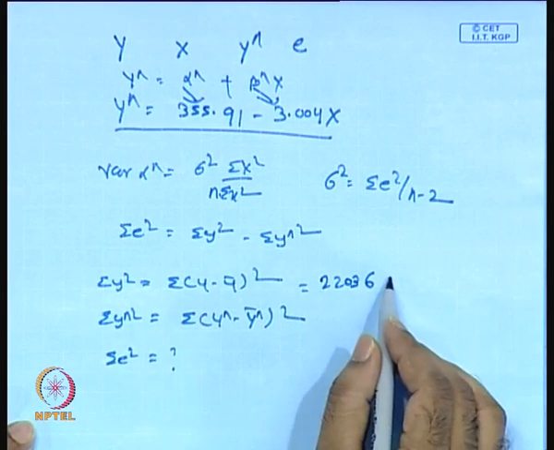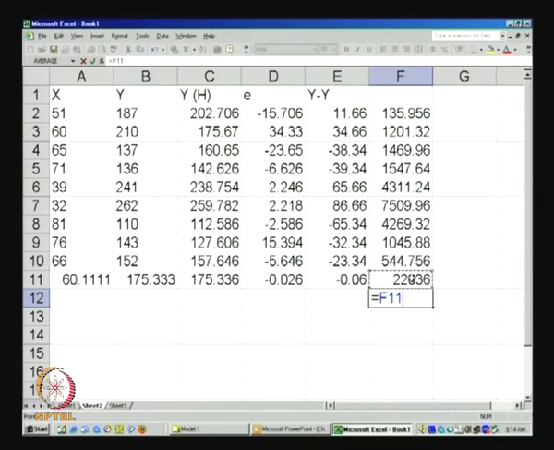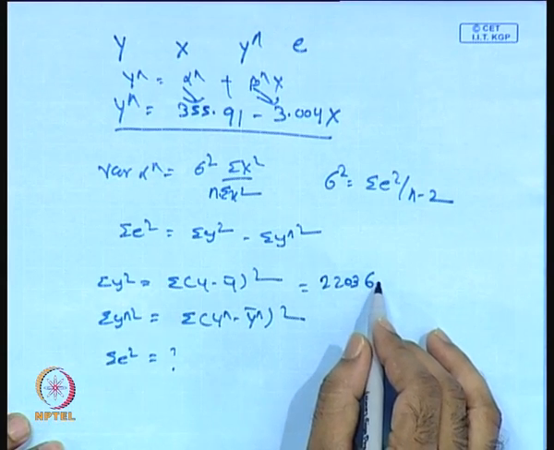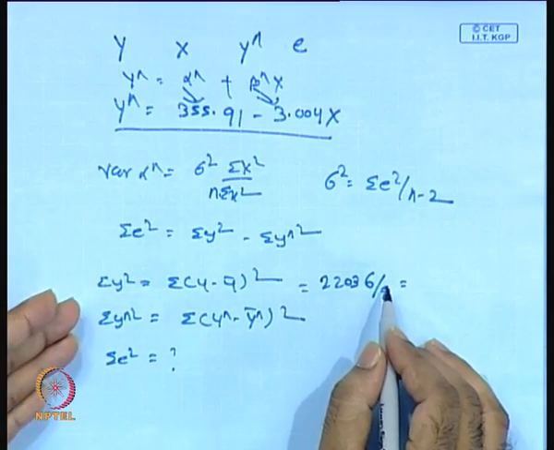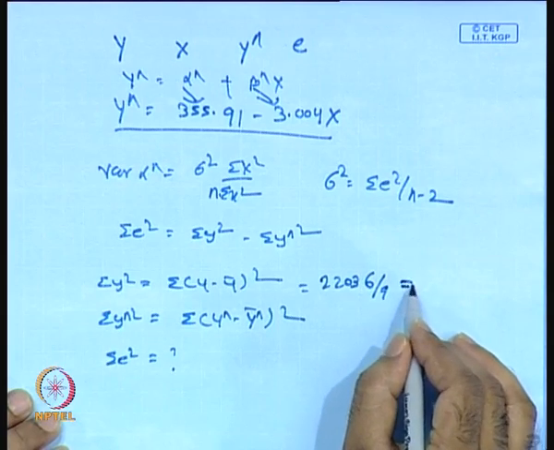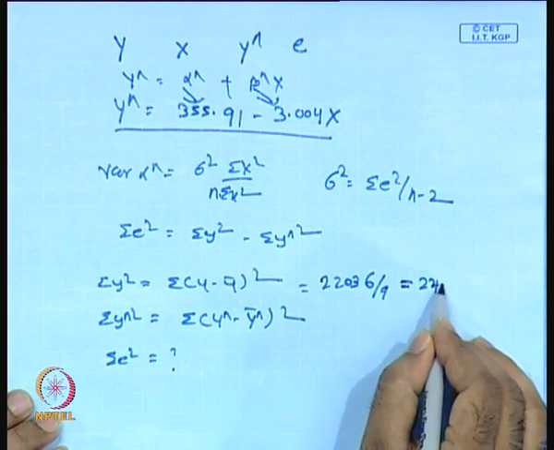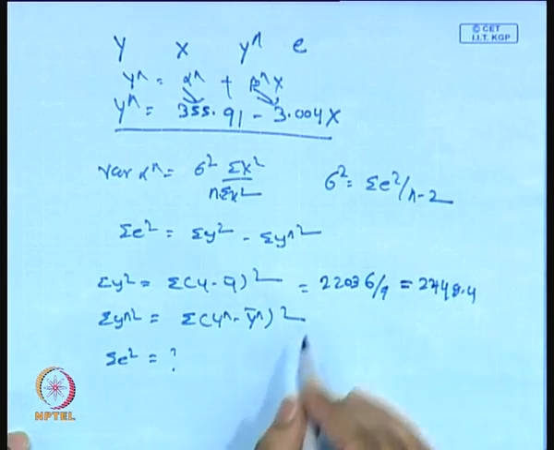Obviously it is divided by n, which is 9. So 22036 divided by 9, because summation y square means it has to be divided by n. It will come to 2448.4.